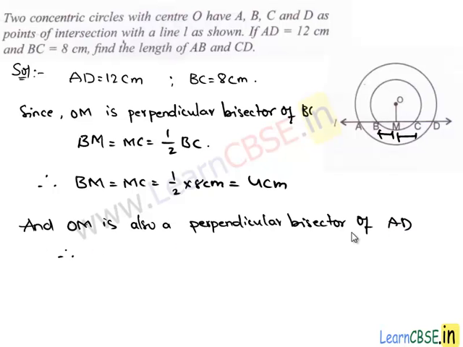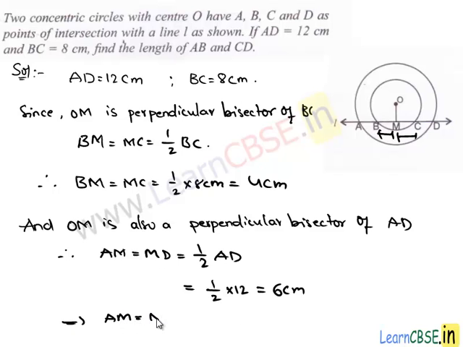And OM is a perpendicular bisector of AD, we get AM is equal to MD and it is equal to half of AD. Here we are given the value of AD, therefore we get half of 12 centimeters, which is 6 centimeters. We obtain length of line segment AM and MD, which is 6 centimeters. By using these two, we can find out the length of AB and CD.